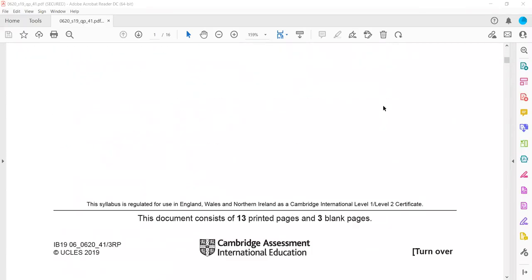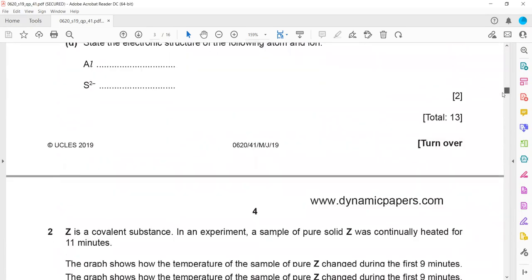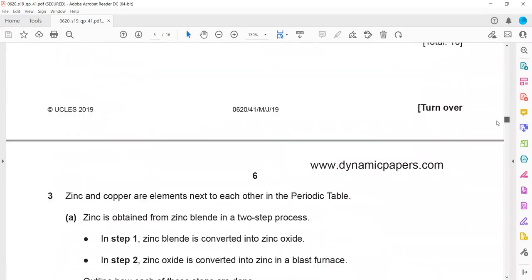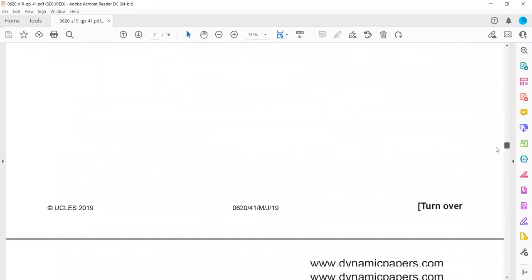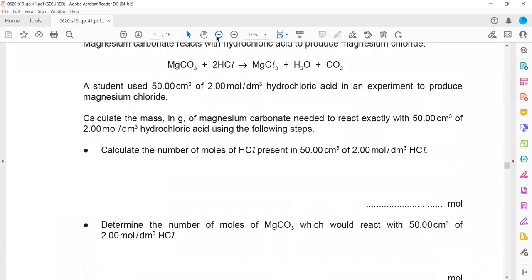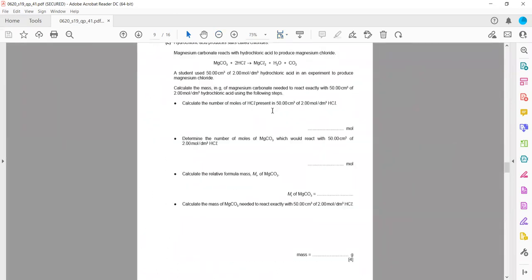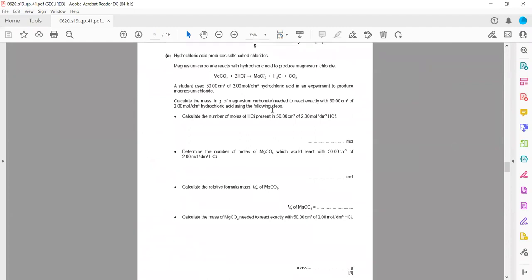This one is May 2019, paper 4, variant 1. The first part I will discuss is the moles topic, effectively related to moles. So this is a full question related to moles.